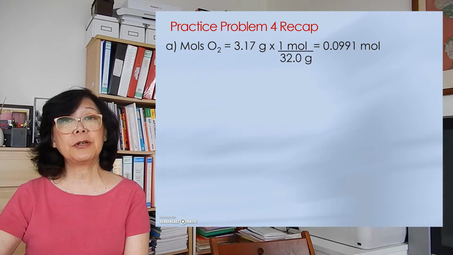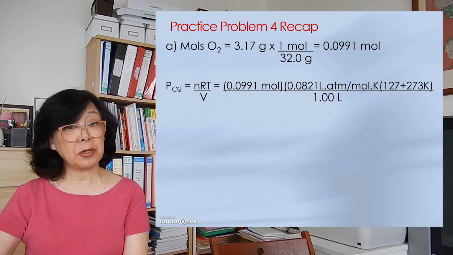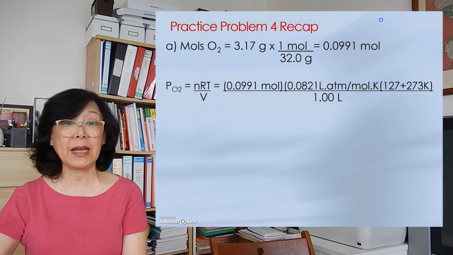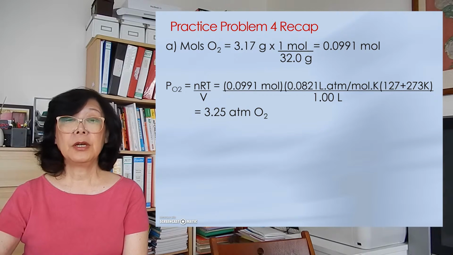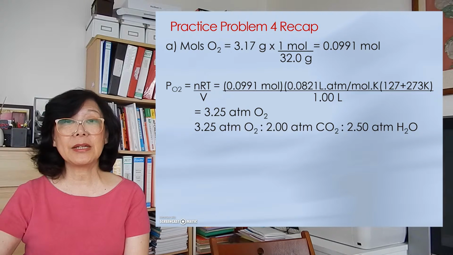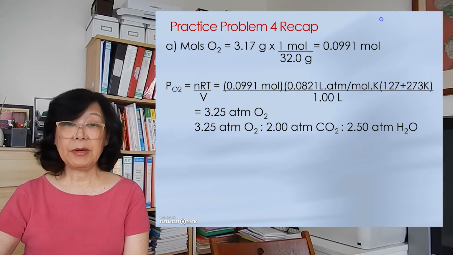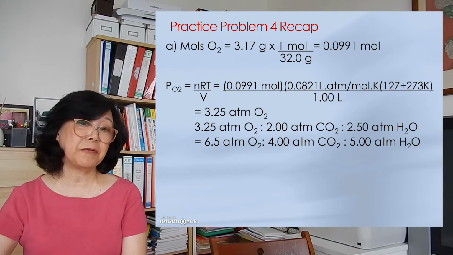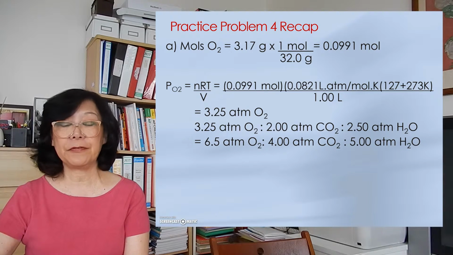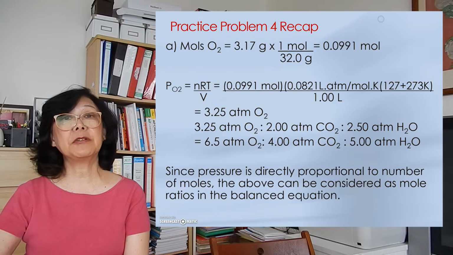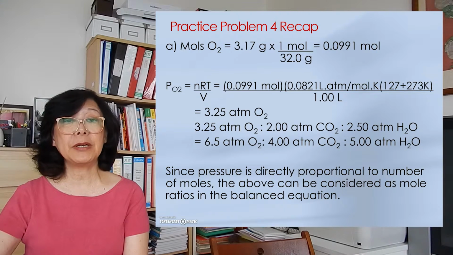So first we convert the 3.17 grams of oxygen into 0.0991 moles, and then we use the ideal gas law to find the partial pressure of oxygen given at the beginning, which is 3.25 atm of oxygen. Now we do a pressure ratio between oxygen and carbon dioxide and water. So it's 3.25 to 2 to 2.5. And then I multiply that by an integer of 2 because I will try to convert it into whole numbers if I can. So the pressure ratio is 6.5 to 4 to 5. Now because we know the pressure is directly proportional to number of moles, the pressure ratio can be considered as mole ratio in the balanced equation.